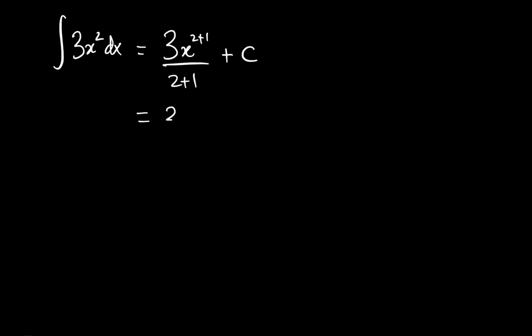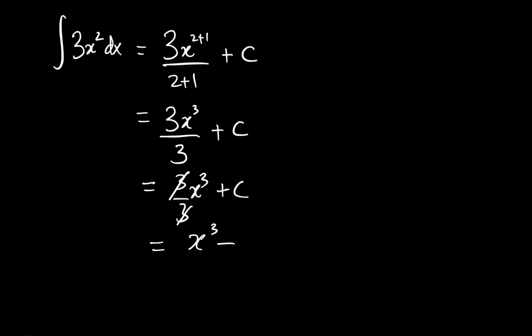Now, let's take another one. Imagine that we have an integral of 3x squared dx. What we're going to do is add 1 to the power and divide by the result, which is 2 plus 1. And then we add a c to it. So we're going to have 3x to the power 3 divided by 3 plus c, and we're going to have 3 over 3 x cubed. This 3 cancels out, plus c, and we end up getting x cubed plus c, and that's our final answer.